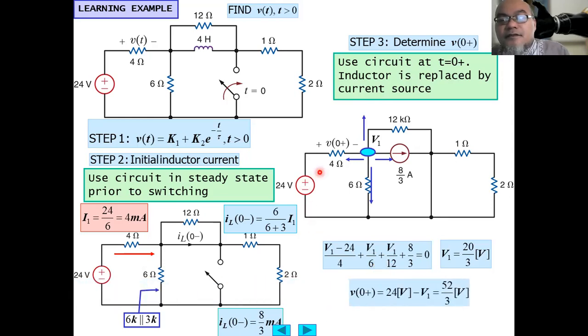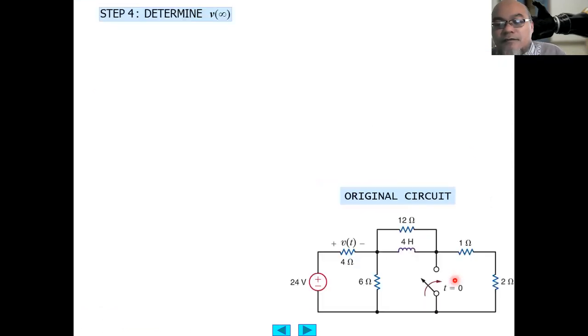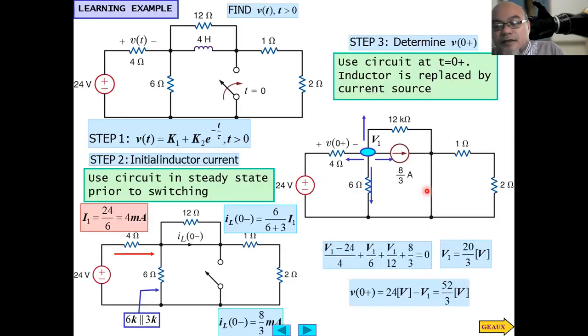Okay. So the voltage at this node is 20/3. The voltage across this 4 ohm resistor will be 24 volt minus V1, so 24 volt minus 20/3, which equals 52/3 volt. So we have determined the initial voltage condition at t equal to 0.